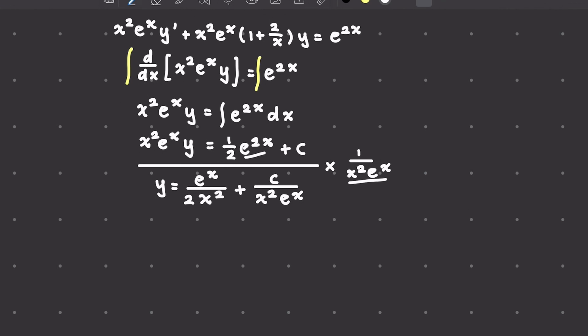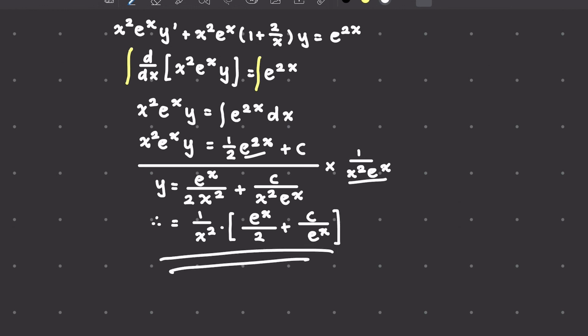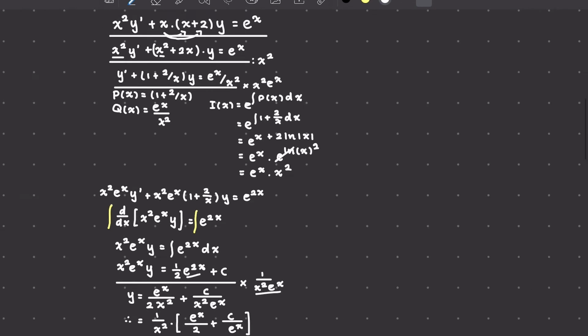And here is our final solution, which we can simplify by pulling out the 1 over x squared, for the sake of simplicity, times e to the x over 2 plus c over e to the x. And here is our final answer to this linear differential equation.